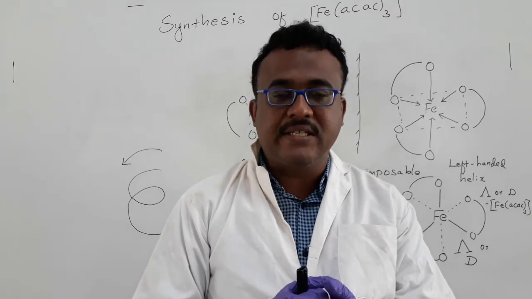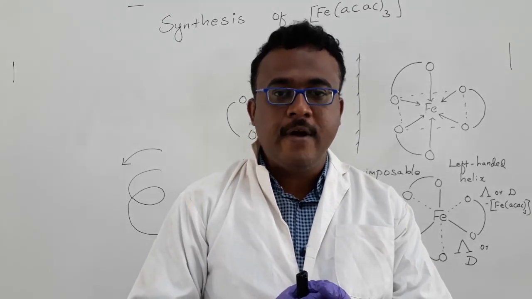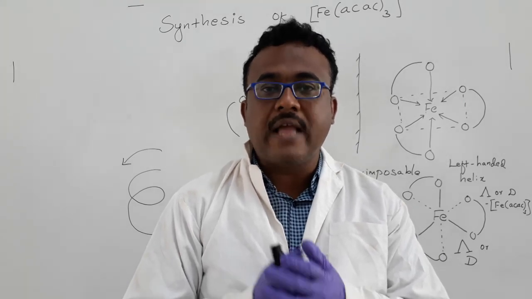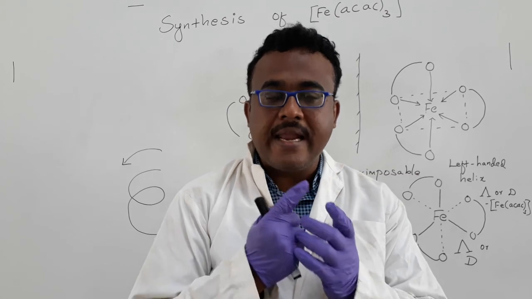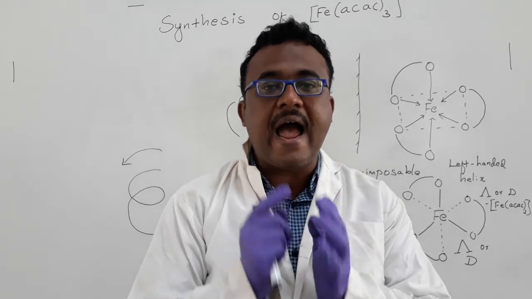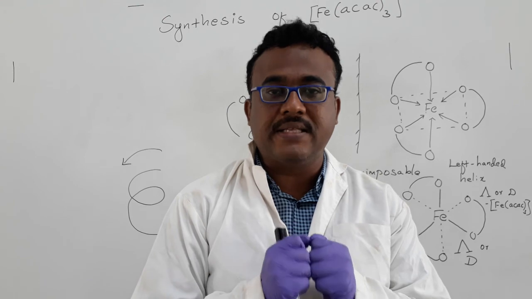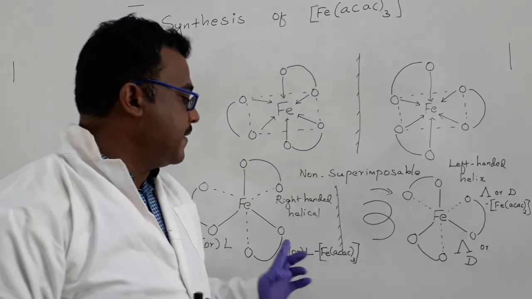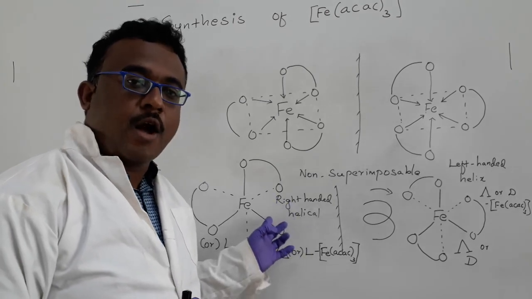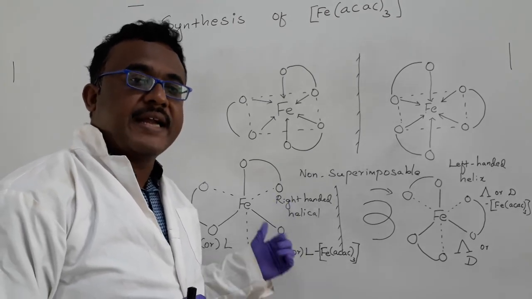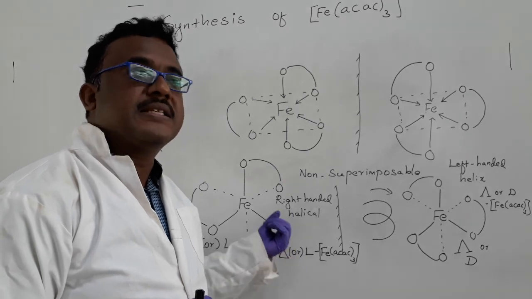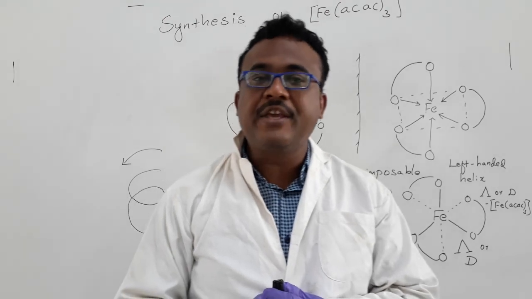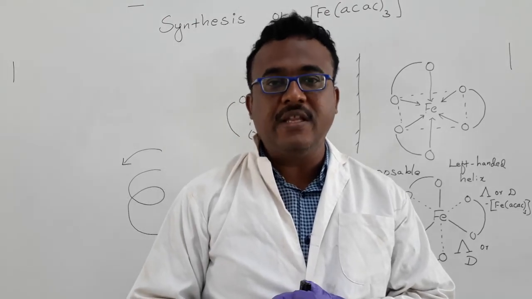Finally, we have discussed the stereochemistry of the tris(acetylacetonato)iron(III) complex. If the complex has a left-handed helical structure, it will be designated by the symbol lambda, and if the octahedral complex has a right-handed helical structure, it will be designated by the symbol delta. Okay. Finally, thank you very much for participating in this lecture.